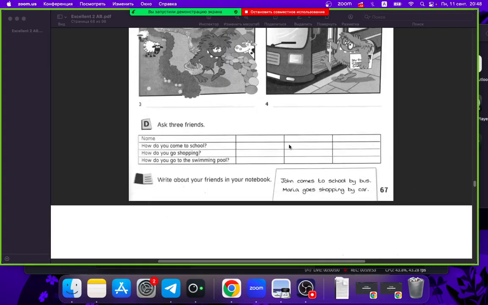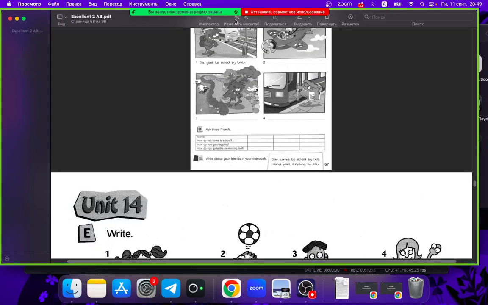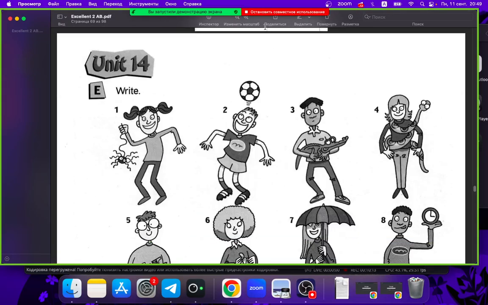During the lesson or maybe right now you can answer these questions. How do you come to school? By foot, by bus, by plane, or by bike, by car? How do you go shopping? The same question, yeah? And how do you go to the swimming pool? And do you really go to the swimming pool? That is the question. Write down the answers, please, okay?